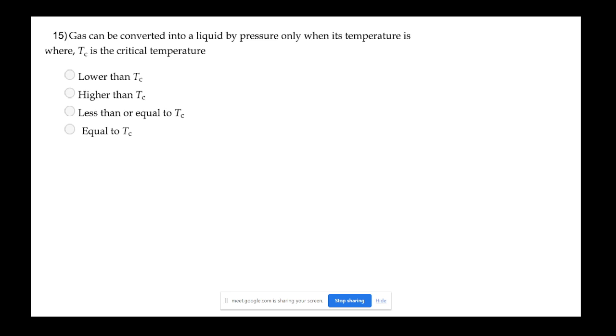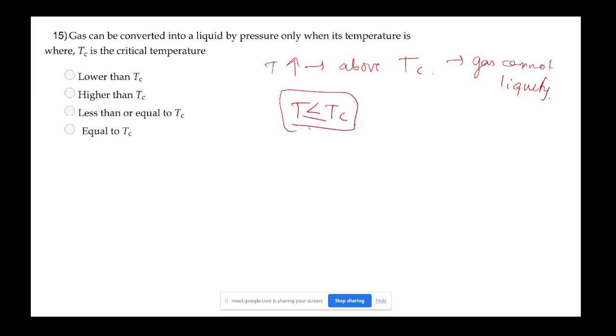Next question is, gas can be converted into liquid by pressure only when its temperature is dash. As I mentioned earlier, if temperature increases above critical temperature Tc, then gas cannot liquefy. So if temperature is less than or equal to Tc, then you will be able to convert any gas into its liquid form. So the correct answer here is the temperature T has to be less than or equal to Tc.